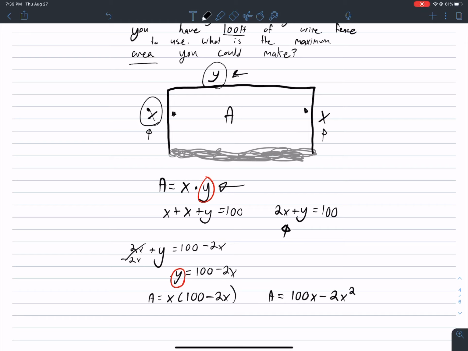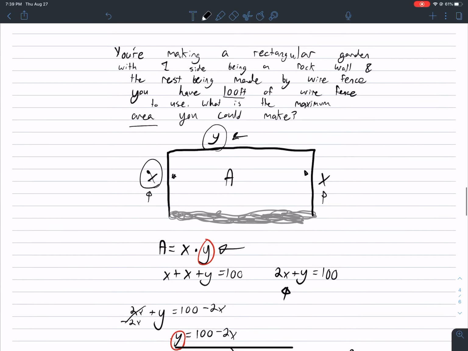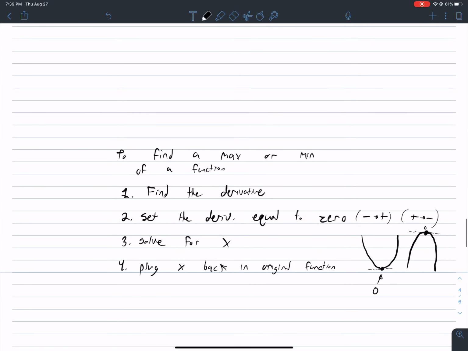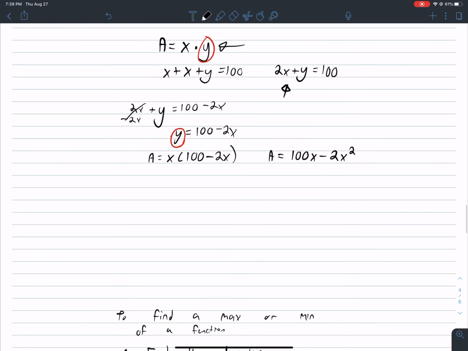From here, we just go through the steps that are down here: find the derivative, set the derivative equal to 0, solve for x, and plug x back into the original function. Number 1, finding the derivative of 100x minus 2x squared. We're just going to use the power rule. A prime equals 100 minus 4x.